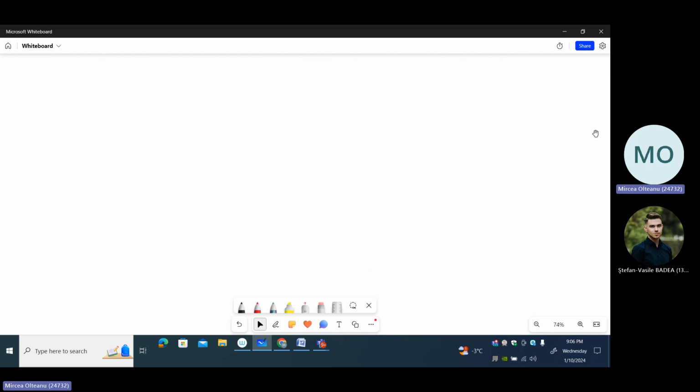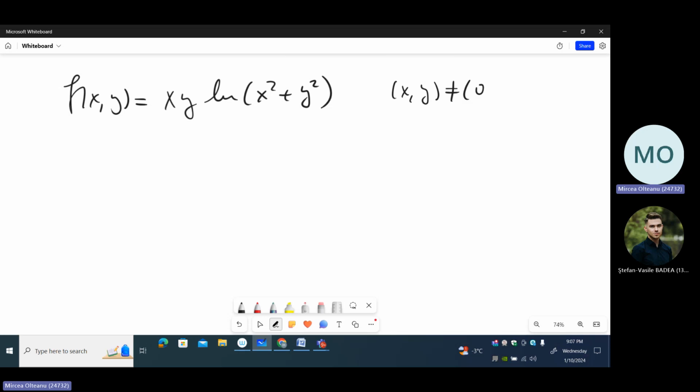And now let's proceed to some examples. For example, let's take f of x and y to be xy times logarithm of x squared plus y squared. Here the domain of definition is the entire plane without the origin. So the pair xy must be different from 0, 0, obviously. So we shall follow the previous algorithm.